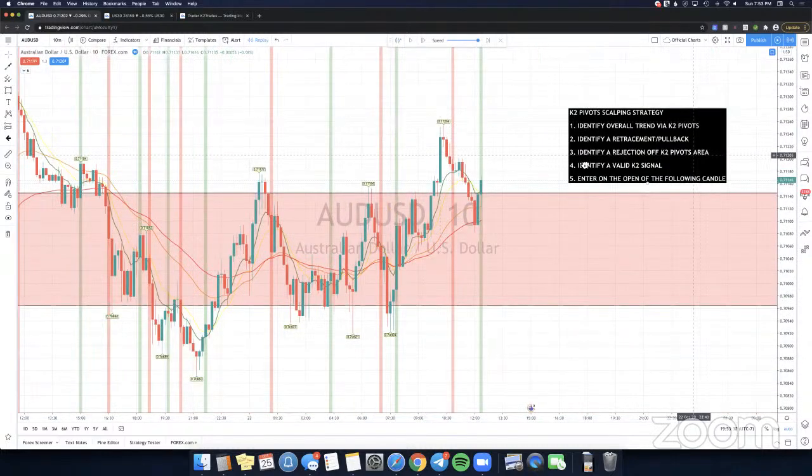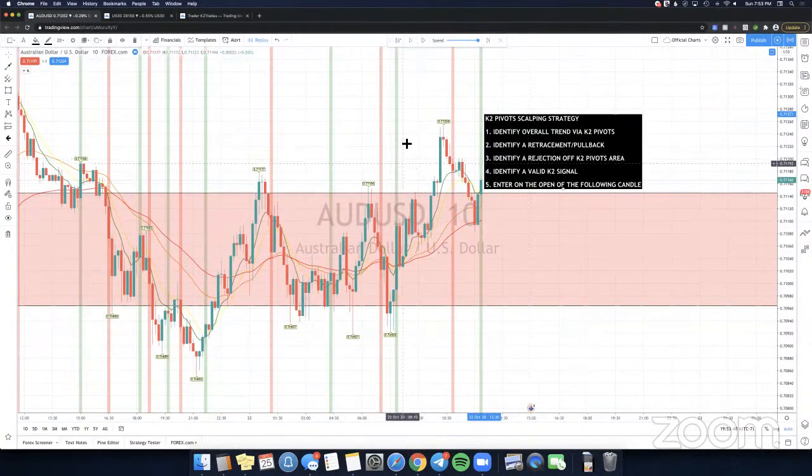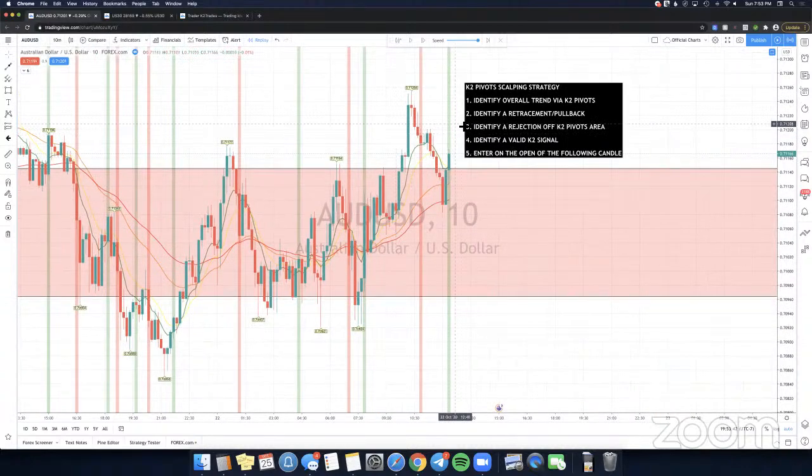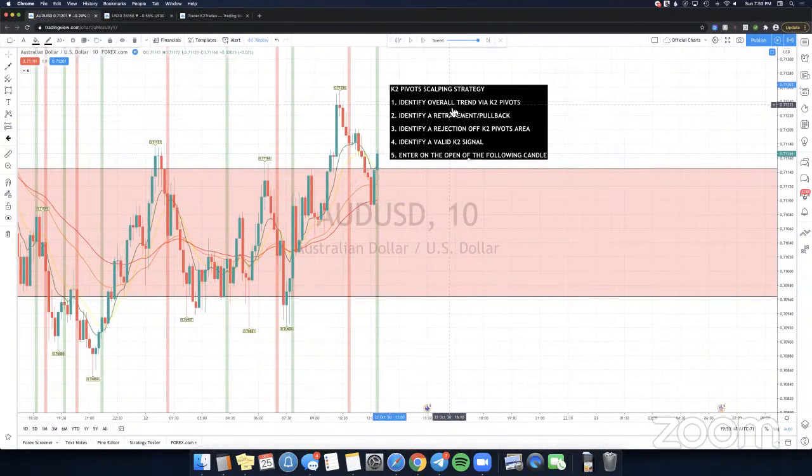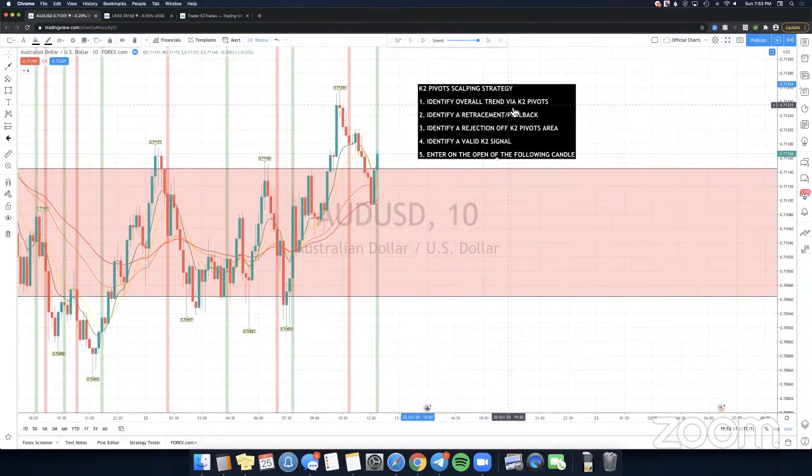All right, so let me just go over the requirements again. The requirements right here is to identify the overall trend. So you're identifying the overall trend using the K2 pivots. So right here, price is above the pivots, they're angling upwards and they're spread out. So this is a clear uptrend, right? First requirement's been met. Next, you identify the retracement pullback. So you can see that price came up right here and then it retraced from this point. From this point, it retraced downwards. So the second requirement has been met.